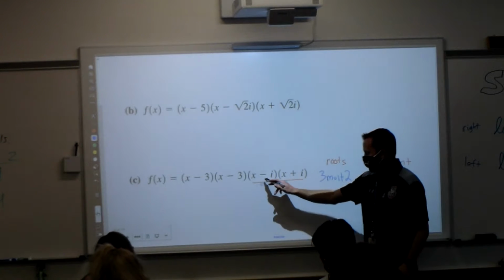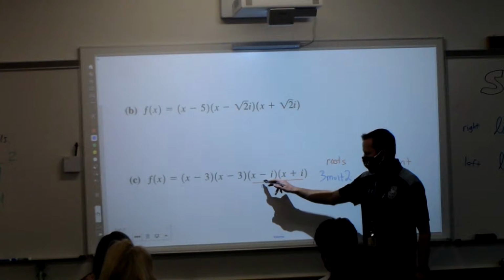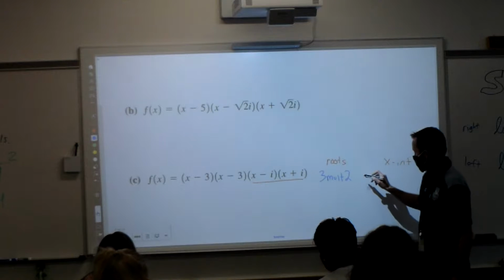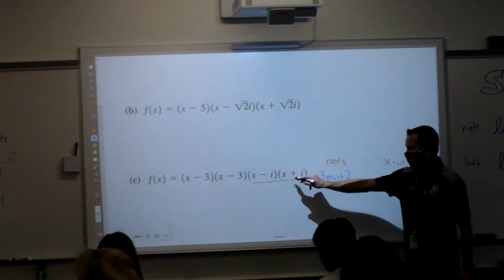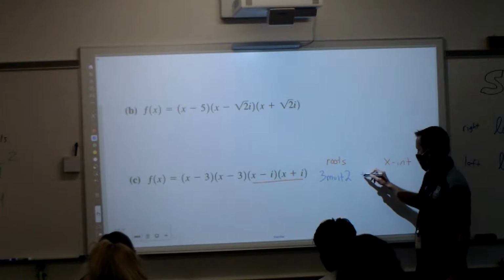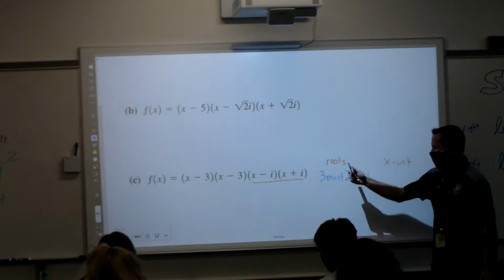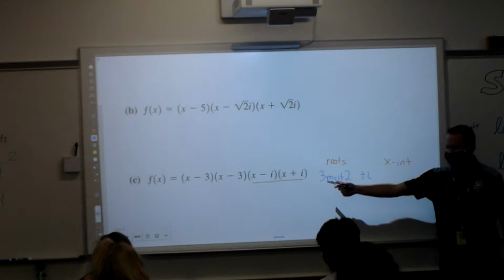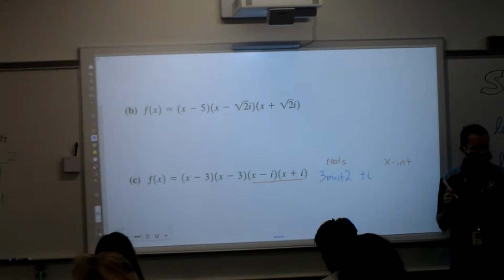What about right here? What would turn this to 0? So that would be a positive i, and this one would be a negative i. So I'm going to do plus or minus i. So we have 4 roots. We have 3, which is used twice, and we have a plus or minus i.